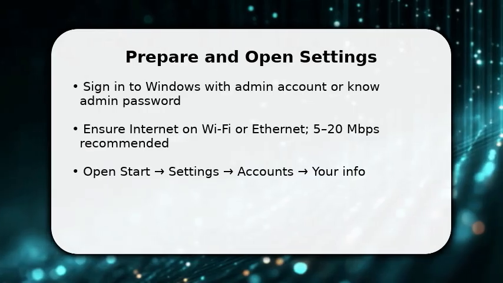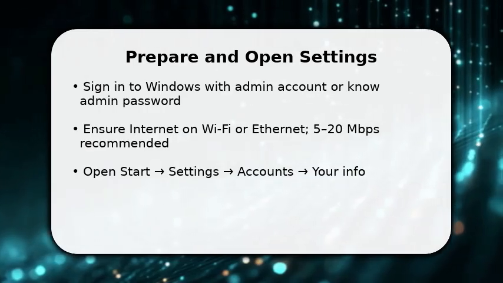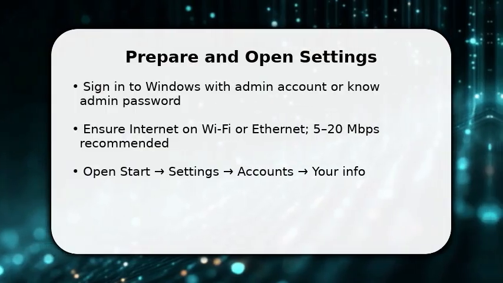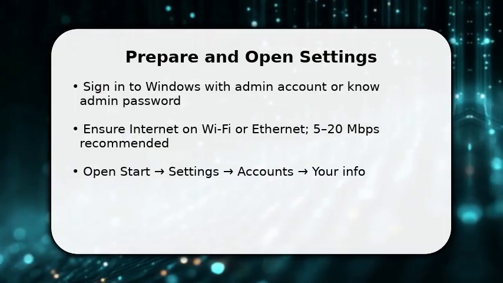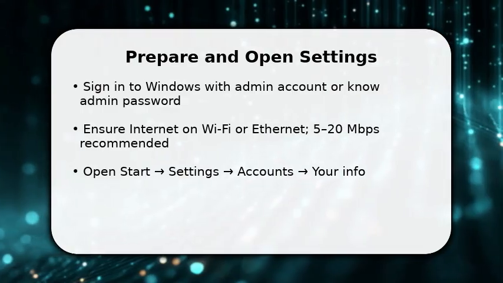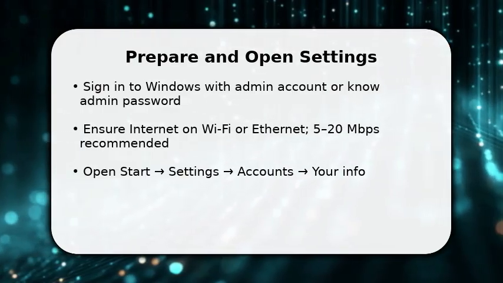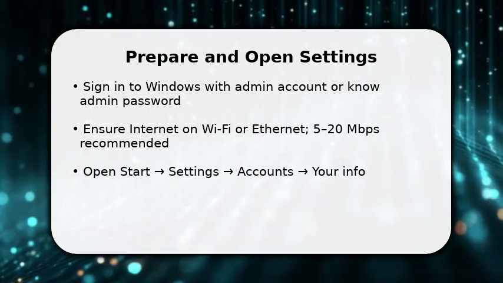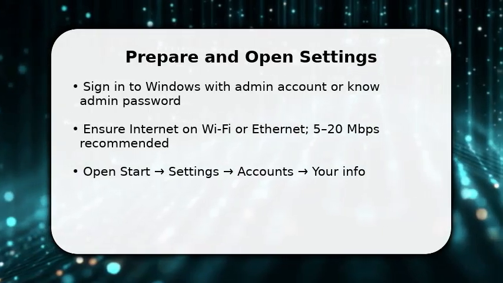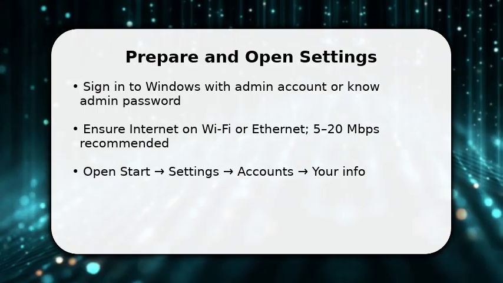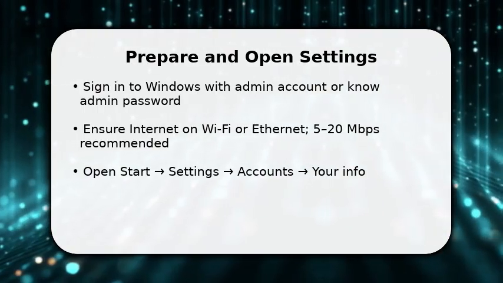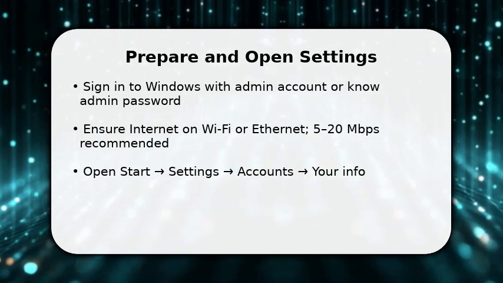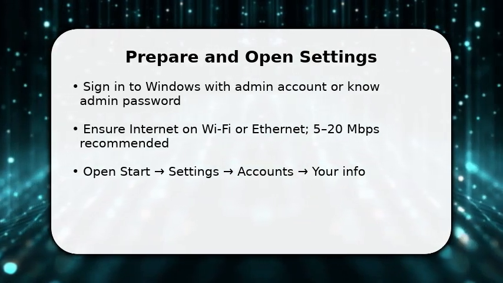You start by using an administrator account so updates can install without prompts. Once signed in, make sure your Dell is online, Wi-Fi or Ethernet, and you have 520 Mbps for reliable downloads. Open Start, go to Settings, then Accounts and confirm your profile shows Administrator. This step unlocks store update options and fixes permission failures. Make sure to pause any VPN or metered connection that could block large downloads. When ready, move to the Microsoft Store app next.